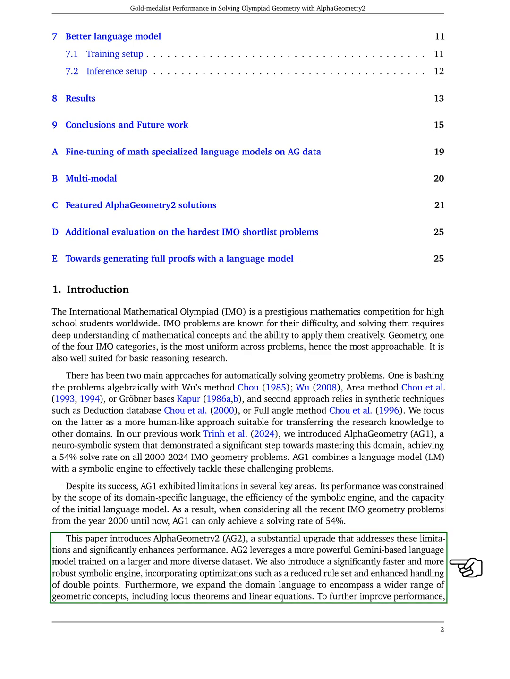To overcome these challenges, we present AlphaGeometry 2, AG2, a major upgrade that significantly improves performance. AG2 utilizes a more advanced Gemini-based language model trained on a broader and more varied dataset. We also introduce a faster and more robust symbolic engine, which includes optimizations like a streamlined rule set and better handling of double points. Additionally, we expand the domain language to cover a wider array of geometric concepts, such as locus theorems and linear equations.